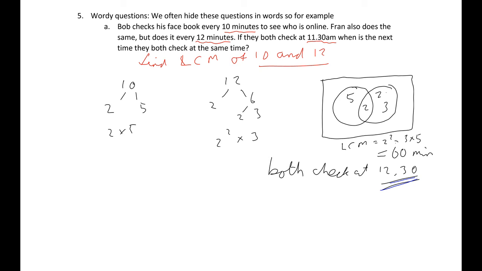Okay? And so that's what it's asking you. That meant find the lowest common multiple. And so we found that it was 60 minutes. It says they both checked at 11:30. 60 minutes on from 11:30 is 12:30. There we go. Done.